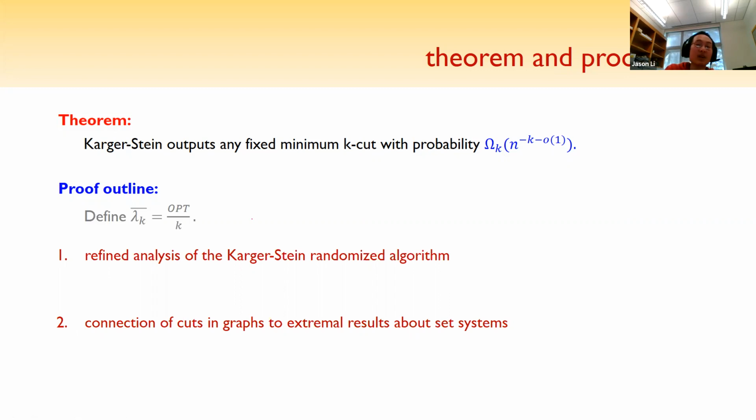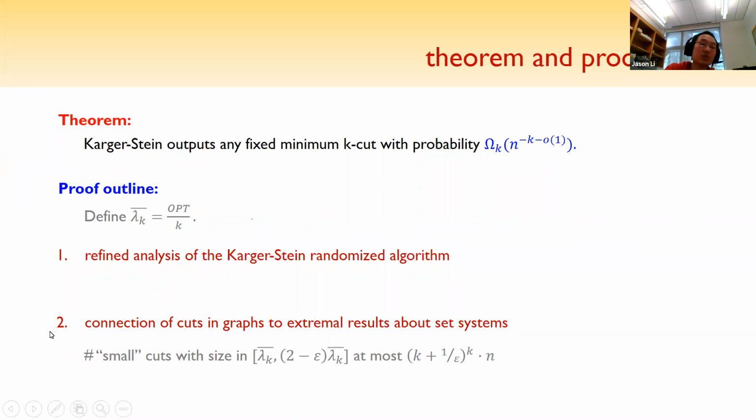So now let me formalize these two claims a bit more. Let's define lambda k bar to be opt over k, which you should think of as the average contribution of each piece of the min k cut to the opt.